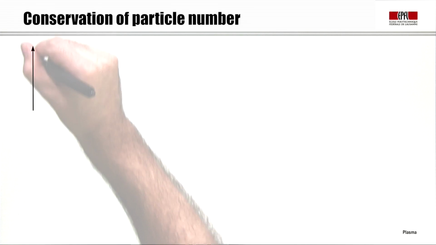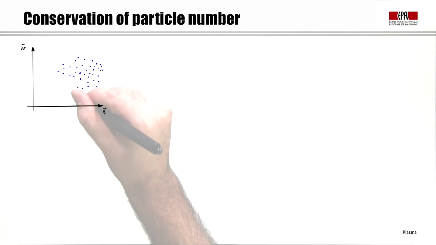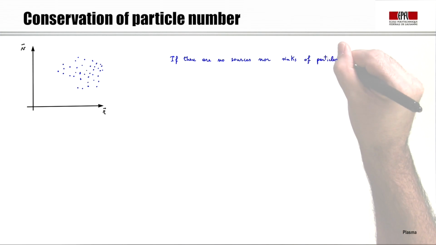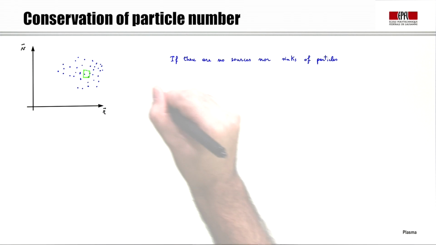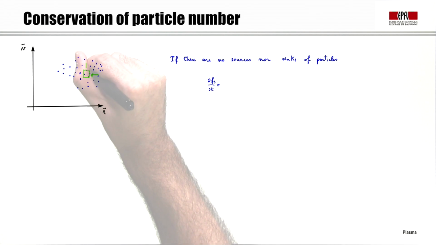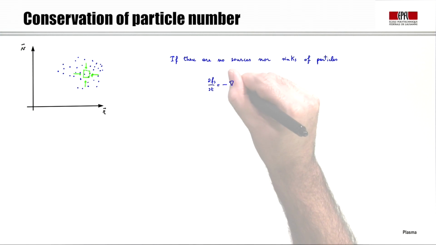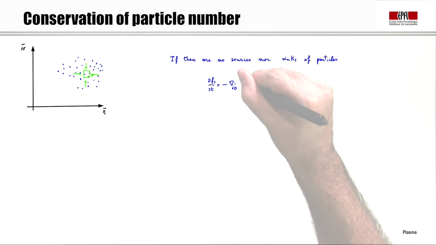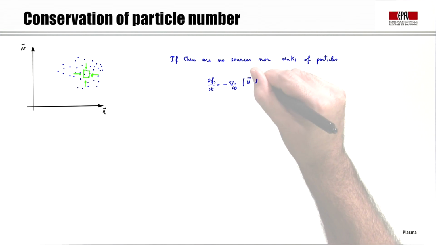Okay, let's start from our phase space, the 6-dimensional phase space that here I have to project over 2 dimensions, and where the particles are located. If there are no sources nor sinks of particles, then if we look at a small volume present in our system, we will observe that the variation of the particles contained in this small volume is due to the flux of particles inflowing or outflowing from this volume. In other words, it will be given by minus the divergence, evaluated in the 6-dimensional phase space, of u, which is the velocity at which particles are moving in phase space, times f_s.